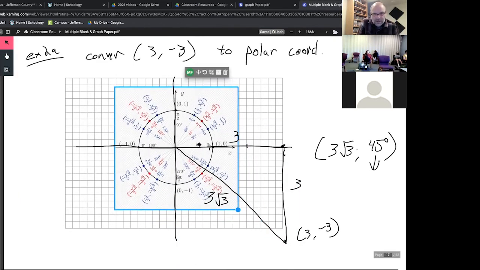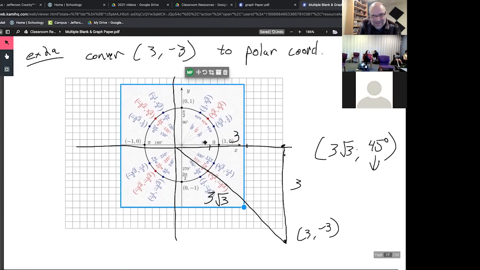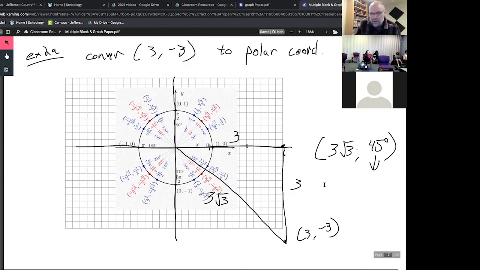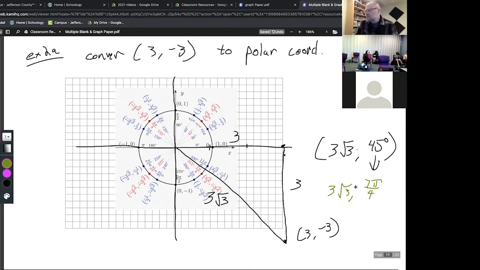Okay, what radians is that? Let's see here. It looks like 350 degrees, so 7 pi over 4. So we would have 3 radical 3 and then 7 pi over 4. All right. Oh, it's not 3 radical 3. Did anyone catch that? In a 45-45 triangle, this is 3 radical 2.